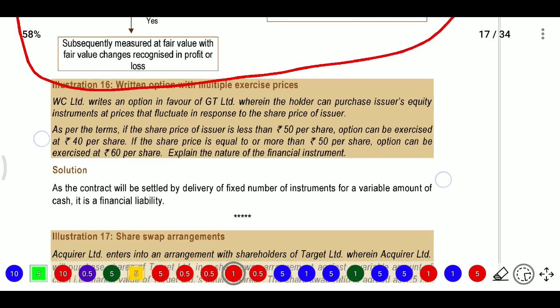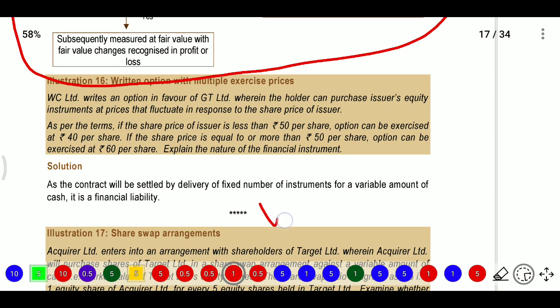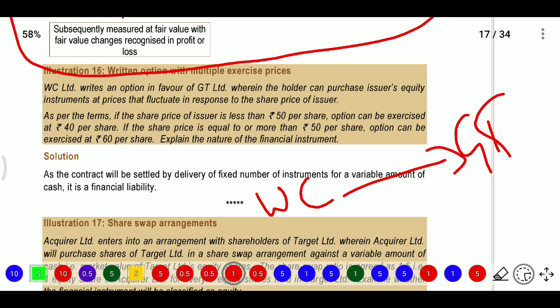Next question, number 16. Here one company, WC company, writes some options in favor of GT Limited, wherein the holder can purchase the issuer's equity instrument at a price fluctuating in response to the share price of the issuer. So they are given the assurance of a fixed amount. Then, since a fixed amount is there, it will become a financial liability.